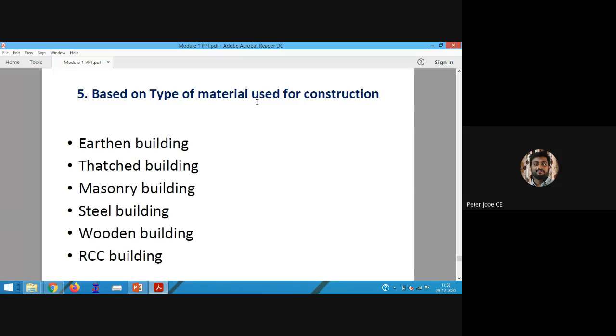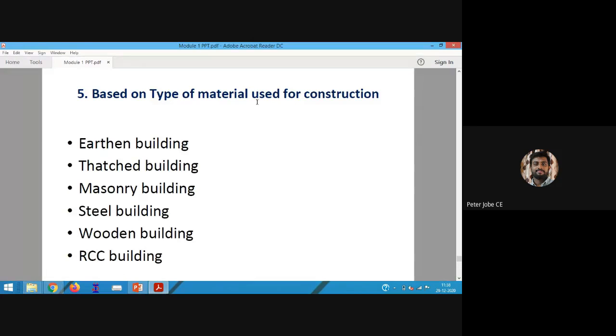So that's an earthen building, but there are some disadvantages also. The main disadvantage is that it is susceptible to rain and other climatic changes. Once the rain happens, the property of the soil will change, and that can lead to the collapse.